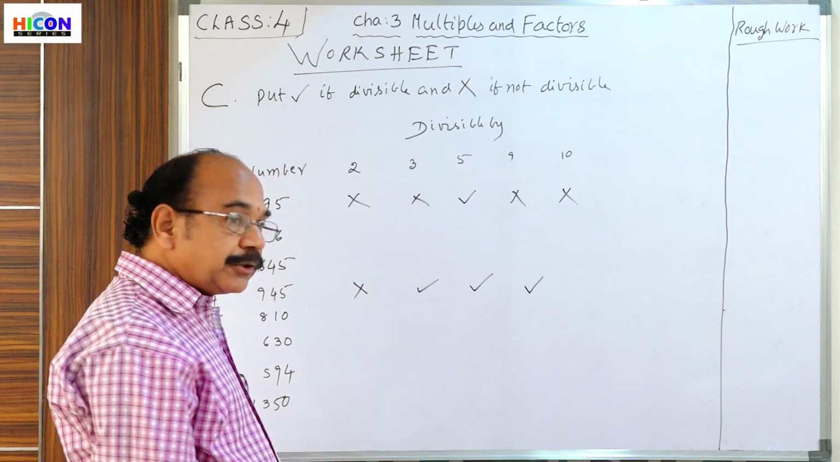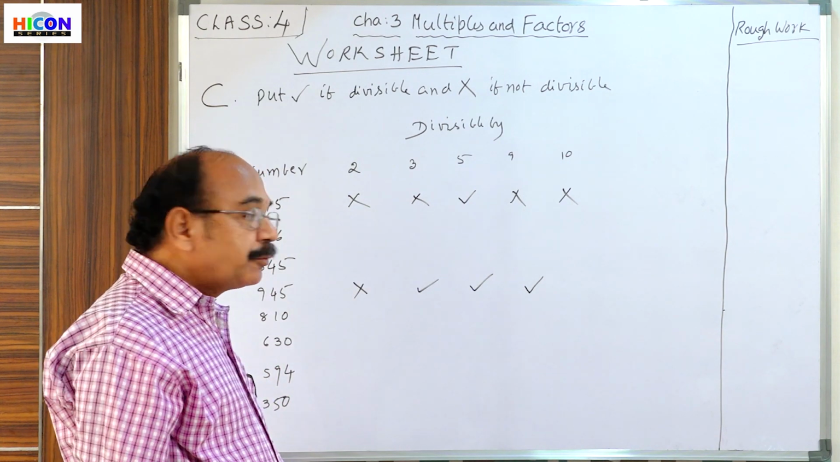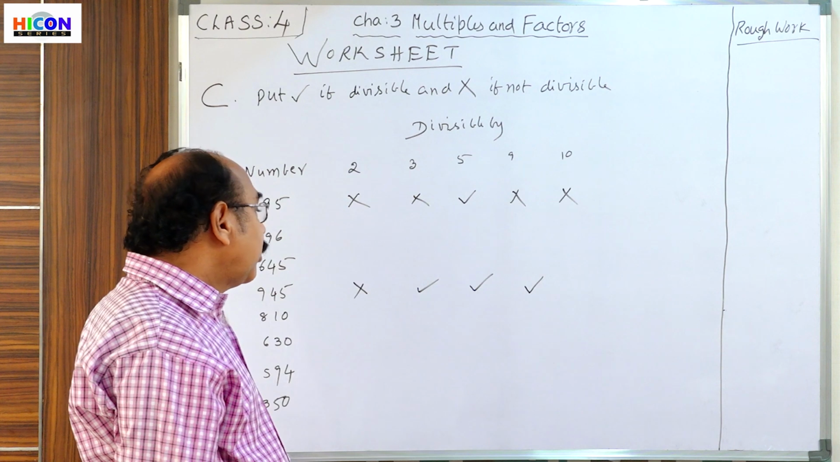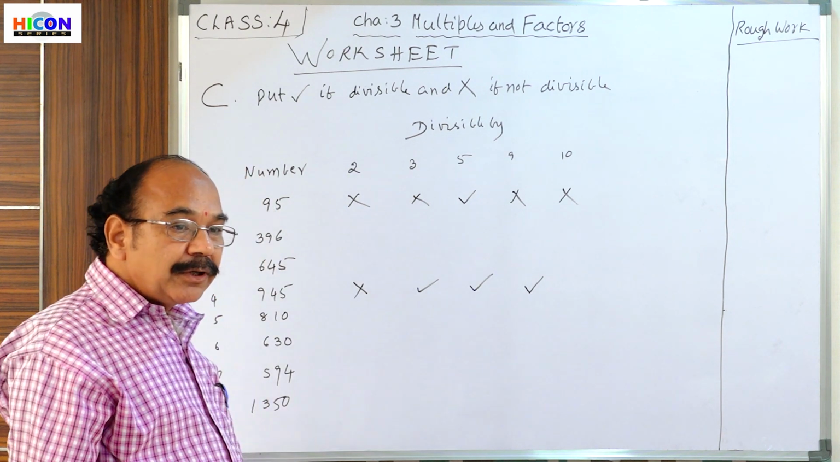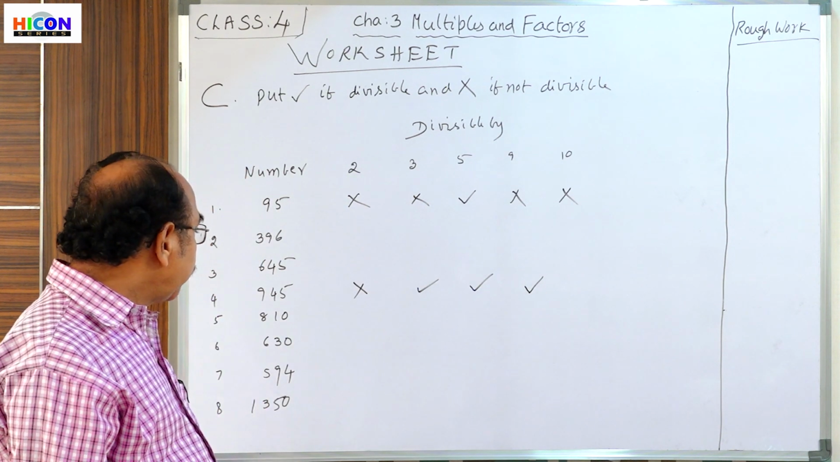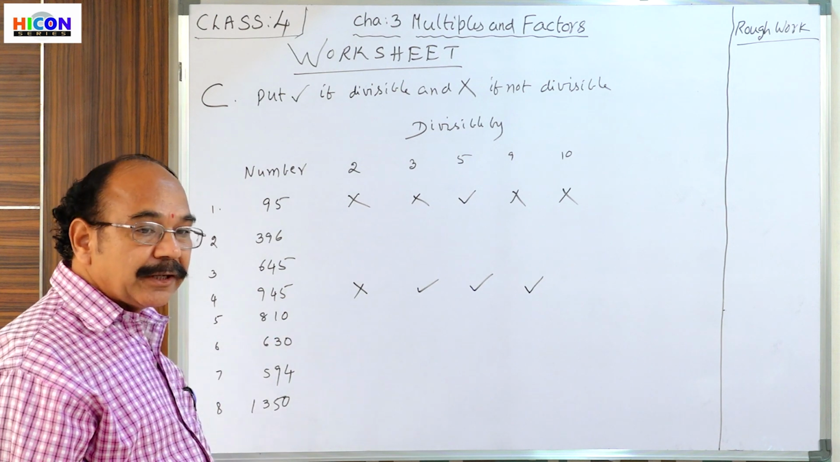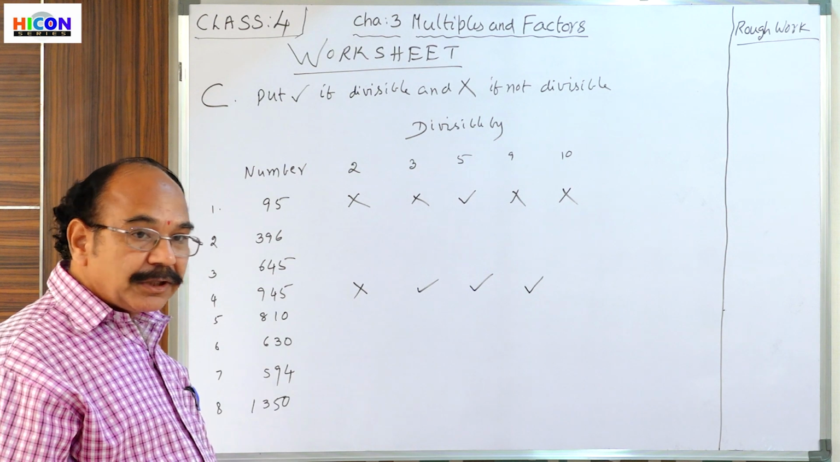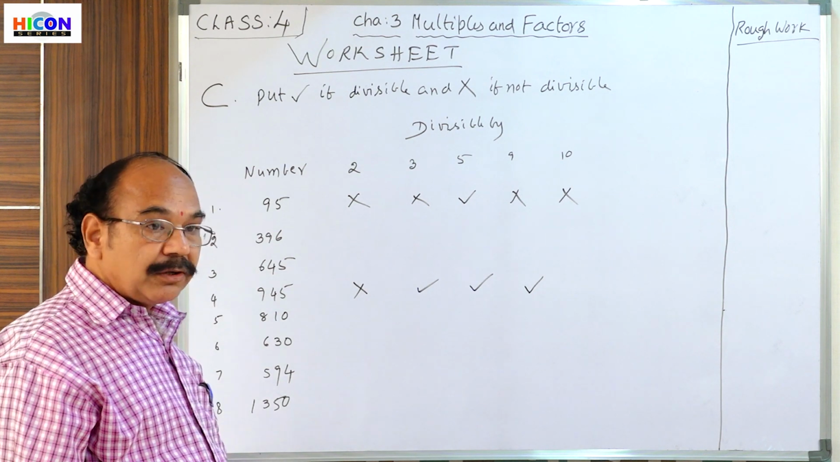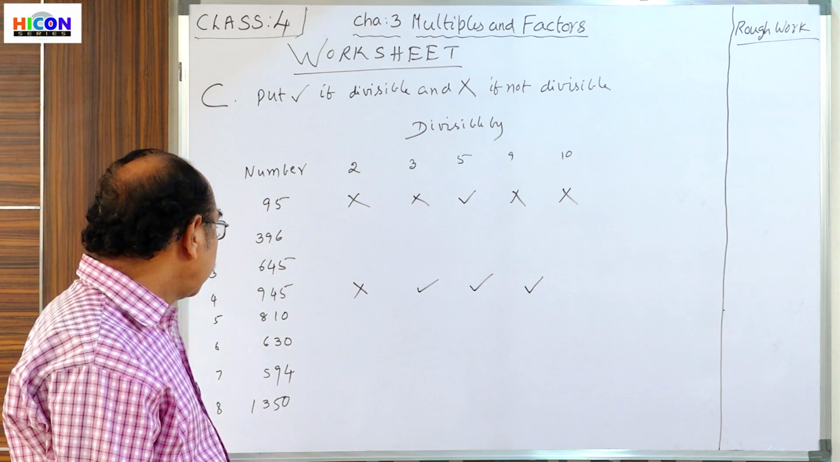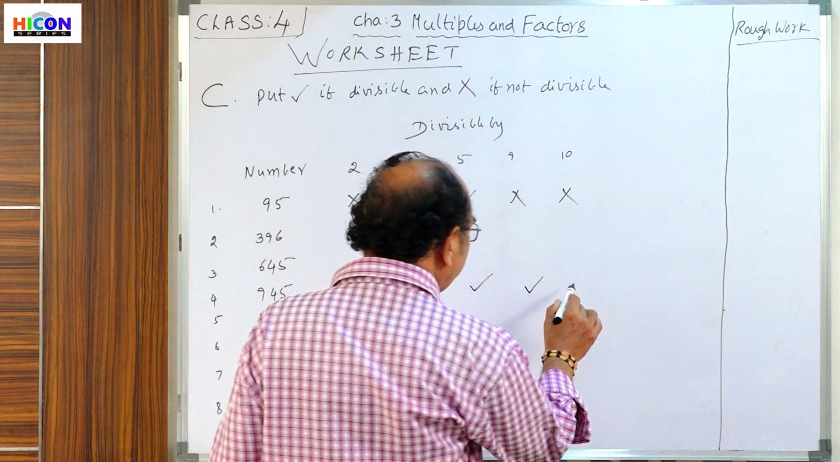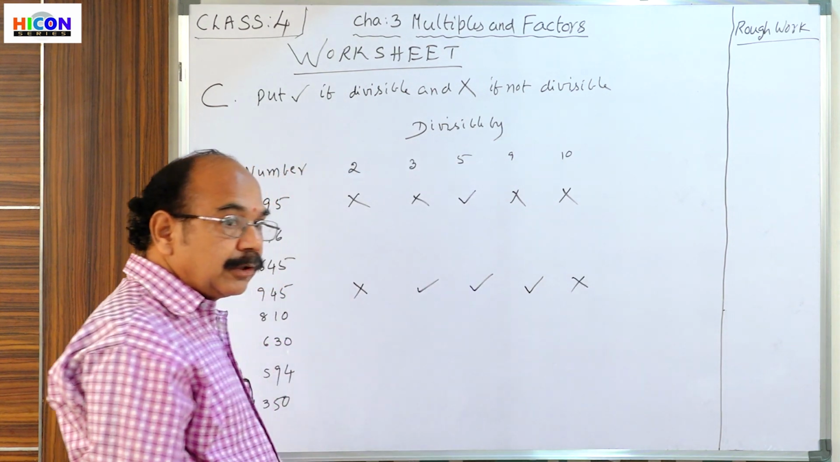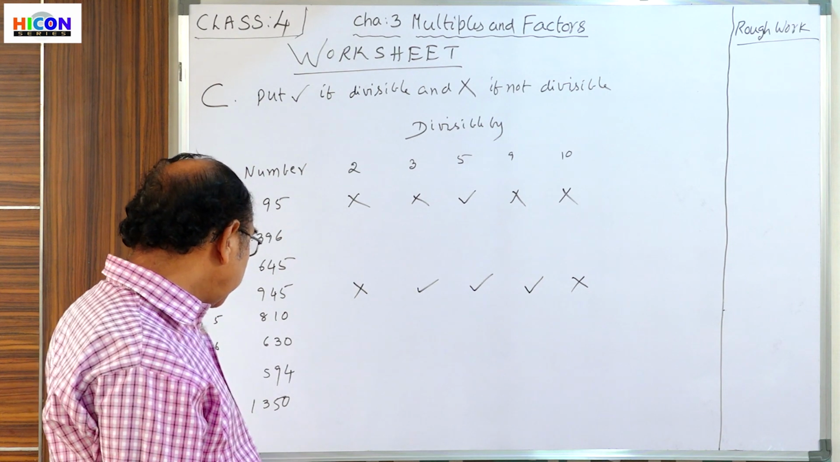Okay, children, now is the number 945 divisible by 10? What do we say? No, we say. Why? Because the ending of the number, 0, is not there. The end of the number is not 0. That's why, what do we say? 945 is not divisible by 10. That's why here we keep a cross mark. Like this, children. Now, one more example.